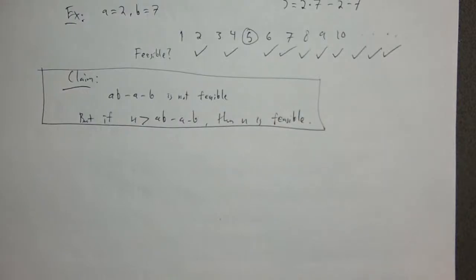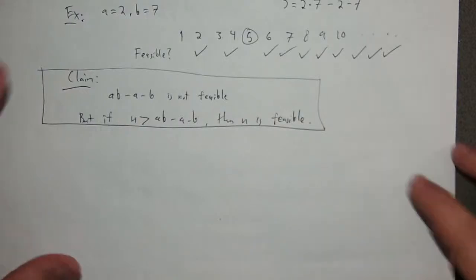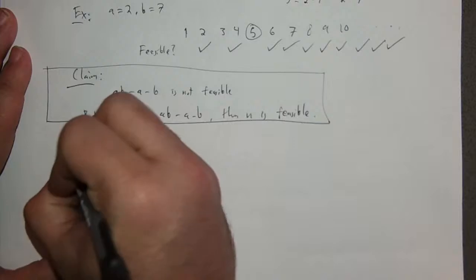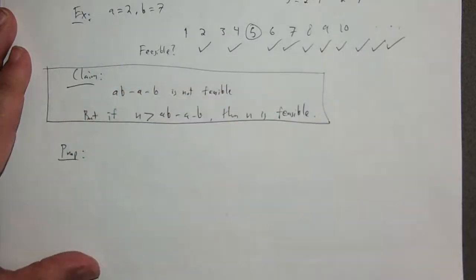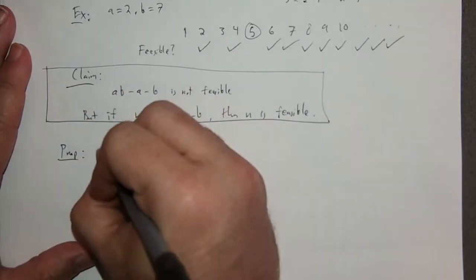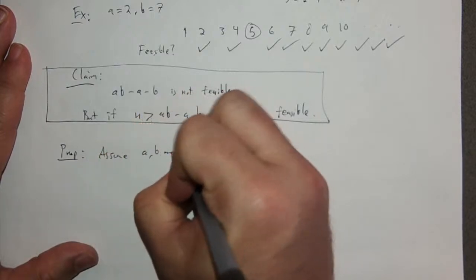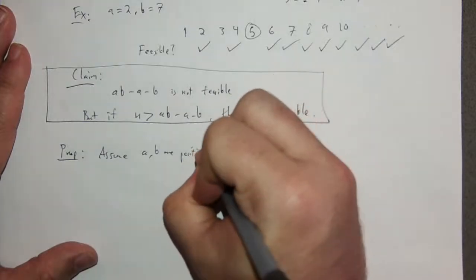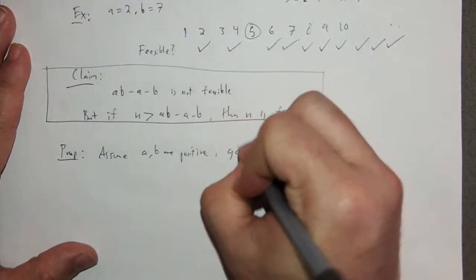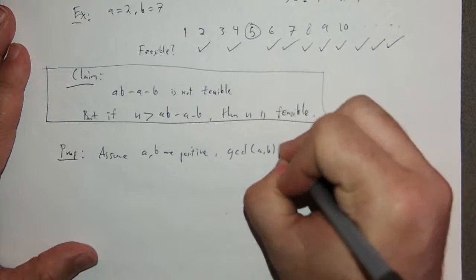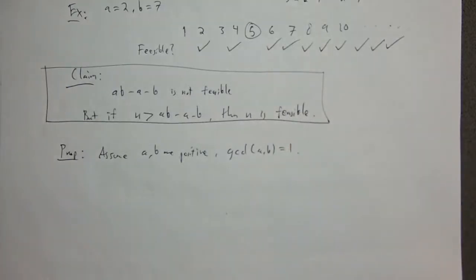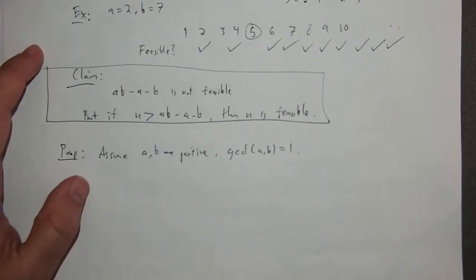Okay. And so we can do this in two parts. So first part is the statement of the first thing. So assume A, B are positive, GCD of A and B is 1. They're integers, I'm not going to write that. So assume that you have A and B positive integers, their GCD is 1.